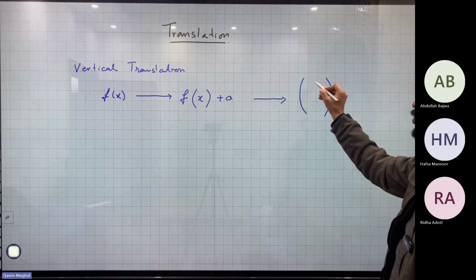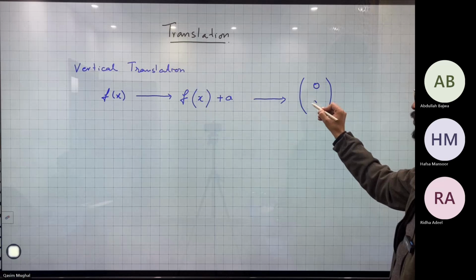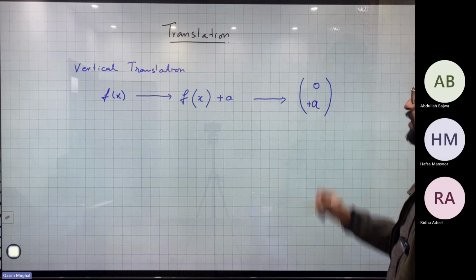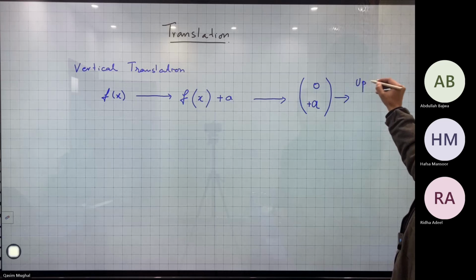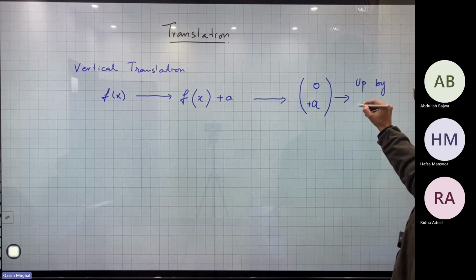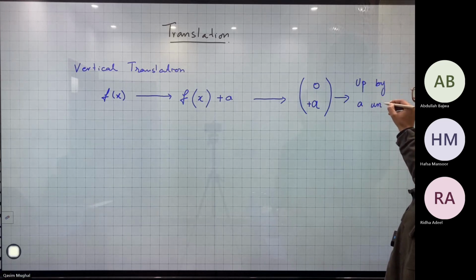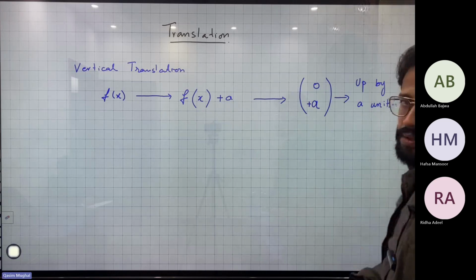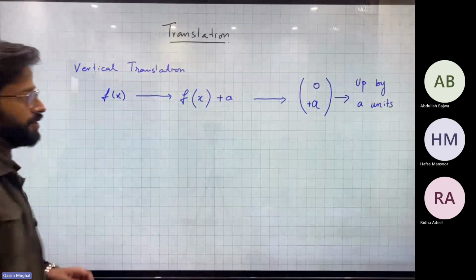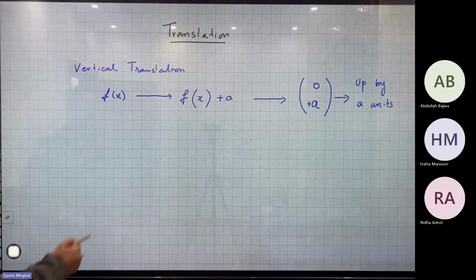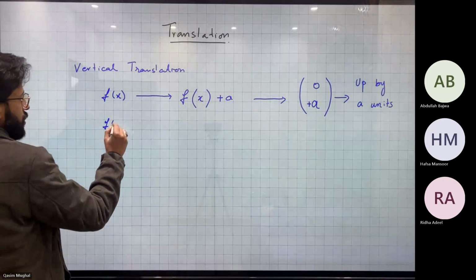So there is no change in the x. It will go up by a units. You can describe this as up by a units, or you can just simply write it down as upward movement.